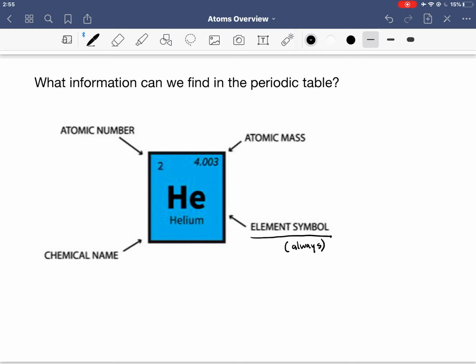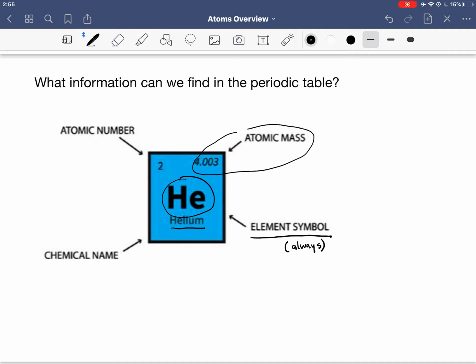The element symbol is always that element symbol. So if you have a periodic table in Spanish or Italian or French or German or whatever other language, this helium, this He, will always be He. You'll also often have the chemical name shown. The chemical name is obviously dependent on the language, so this is a periodic table in English, so it says helium.